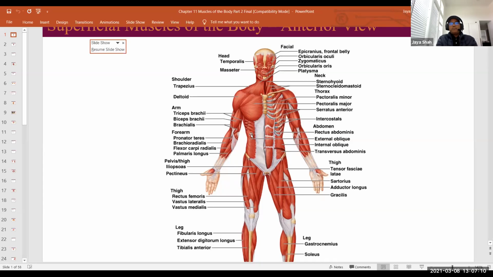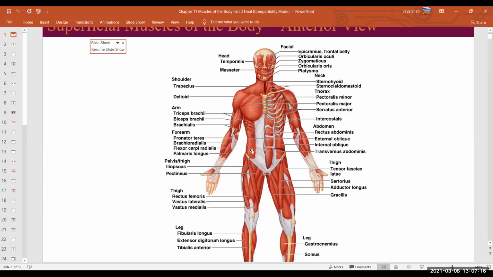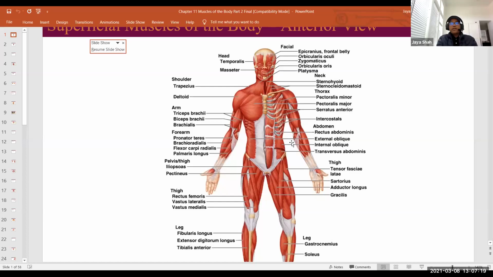In the abdomen, what is the most superficial muscle? External oblique. So here you can see external oblique. And if you cut this external oblique, then you're going to see internal oblique, transversus abdominis deep to that. And anteriorly in the abdomen, there is another superficial muscle that is called rectus abdominis. But still, the most superficial muscle is the external oblique. Okay.